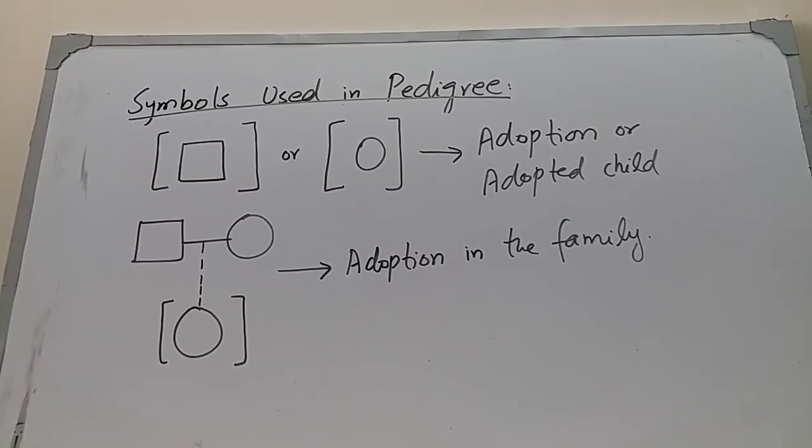Next is about adoption. A bracket around the circle or a bracket around the square represents that the child is adopted. A broken line indicates that the child is adopted into the family, while a solid line indicates adoption out of the family. So a broken line indicates the child is adopted in, and a solid line indicates that the child is adopted out of the family.